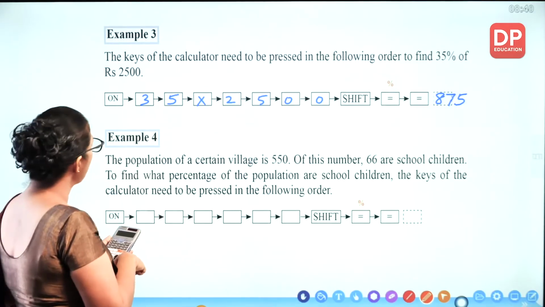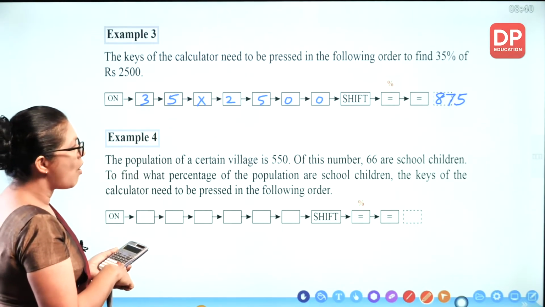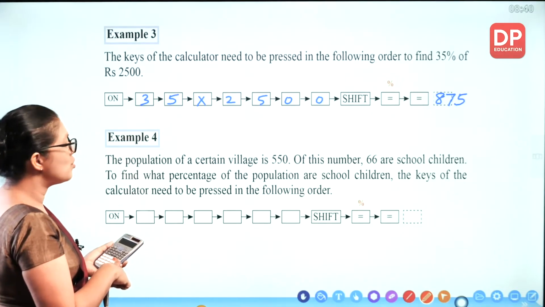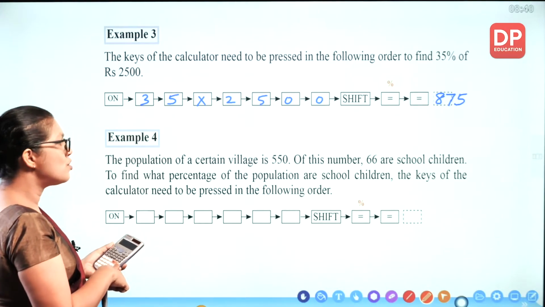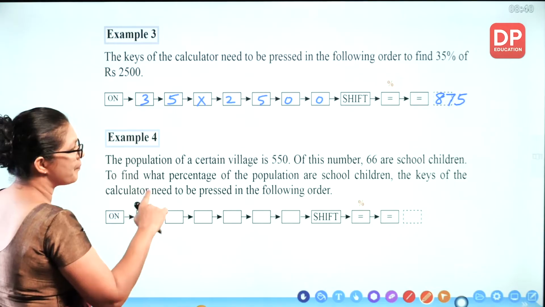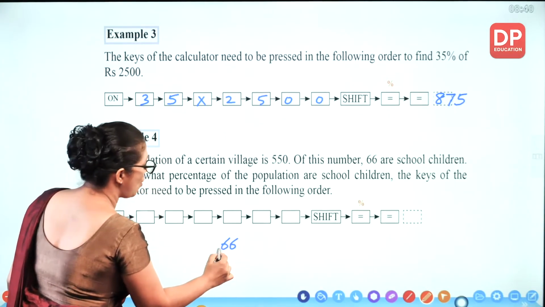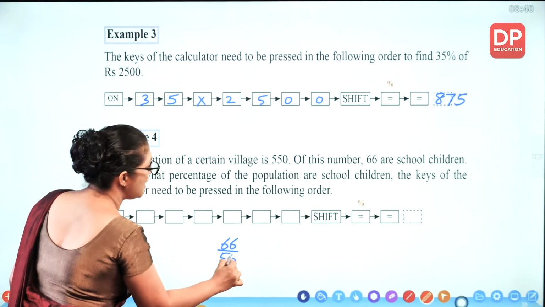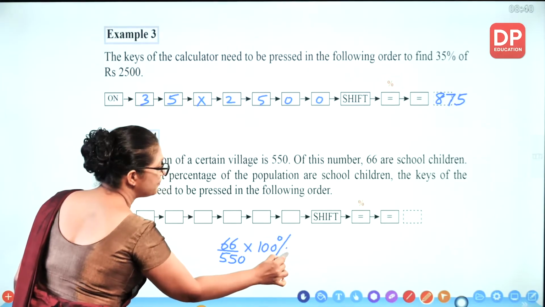Example number 4. The population of a certain village is 550. Of this number, 66 are school children. To find out what percentage of the population are school children, the keys of the calculator need to be pressed. So 66 out of 550 as a percentage. So you have to do this calculation.